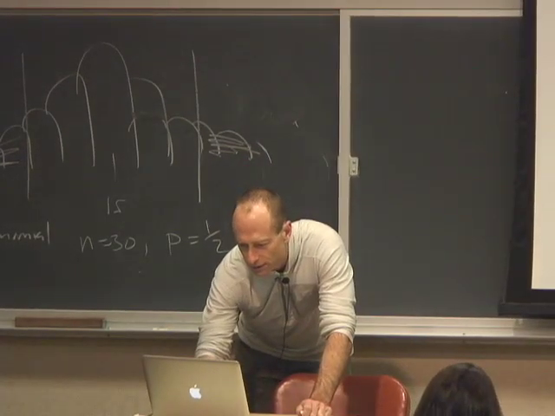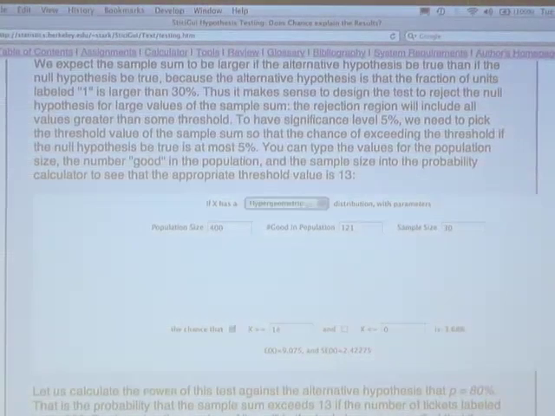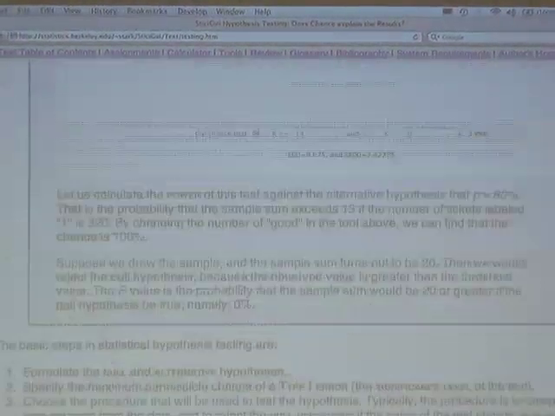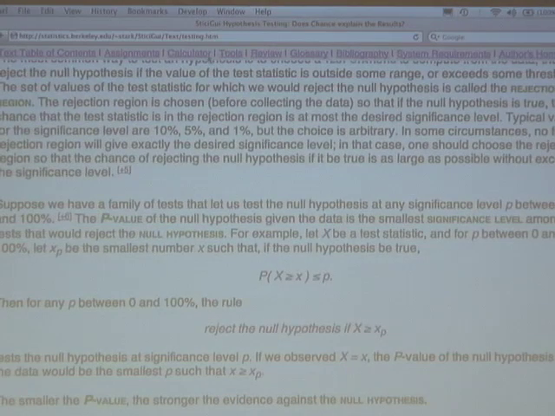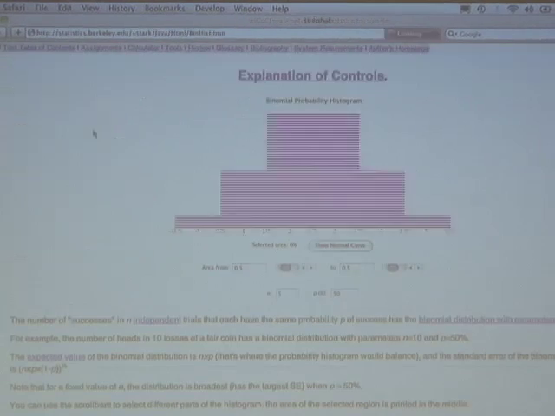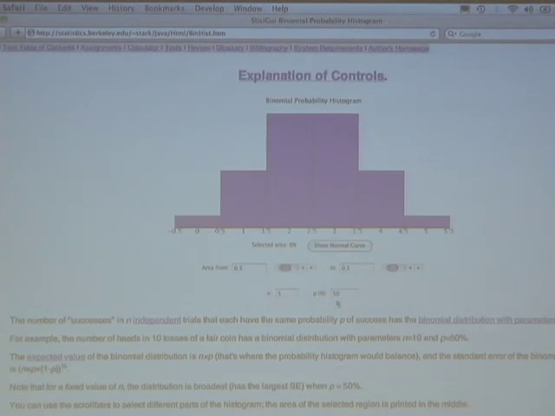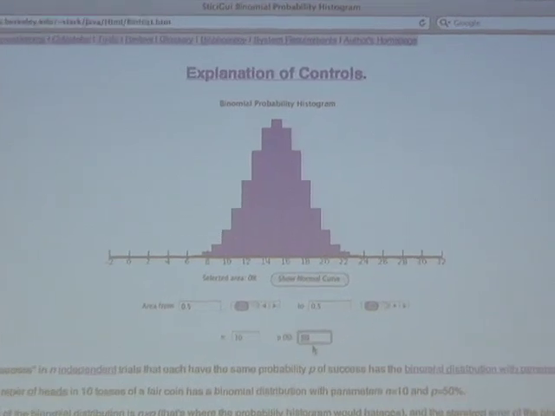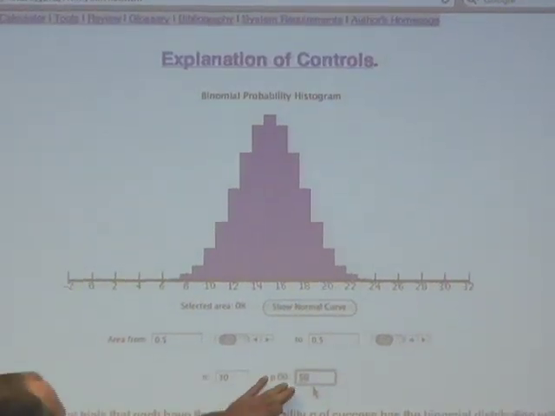Go back up here to the calculator. So let's suppose we have a binomial. Oh, this is only set for hypergeometric. Try again. Okay, so we've got a binomial with n equals 30 and p equals 50%.